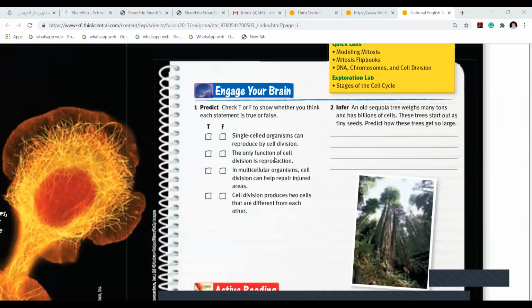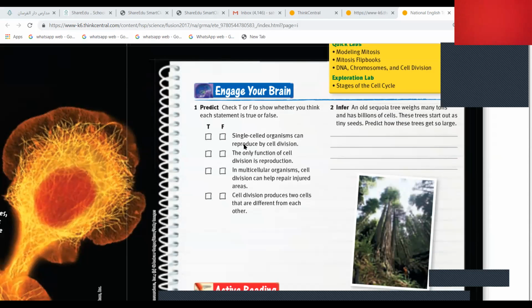Okay. Did you understand the point? The question is not asking how they divide, but how they reproduce by cell division. Second question, Malak. The only function of cell division is reproduction. Does the cell only do this job, reproduction, or does it have many jobs? It has many jobs. So is this true or false? False.